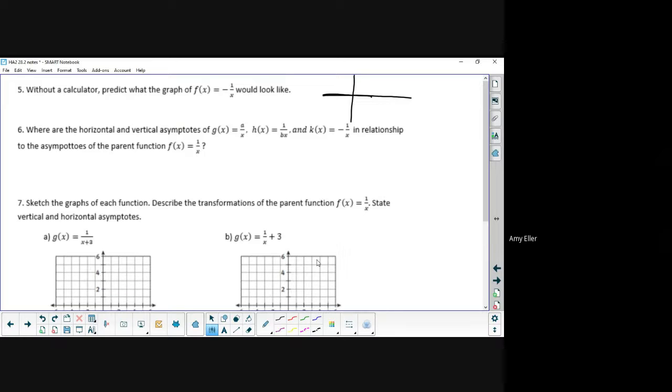All right, so this is what my function looks like originally. So imagine reflecting this over the x-axis, it's going to be here. Imagine reflecting this part over the x-axis, it's going to be here. So if you guessed that, you got it. That is what the graph looks like.